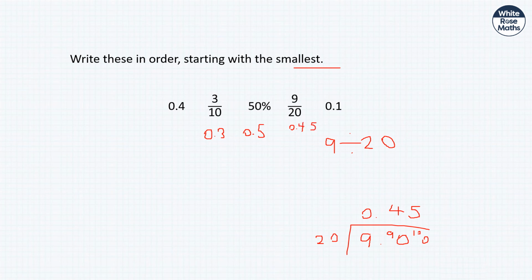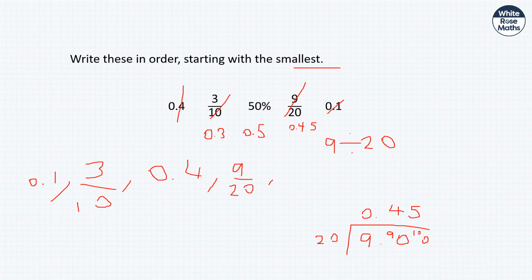So putting this in order of size, it will be 3/10 first. Oh no, sorry, 0.1 first. I apologize. So always take your time with this, guys. Then it's 0.4. Then it's 9/20. Then it's 50%. So always take your time, guys. Please don't rush here like I've done here. So take your time with it, please.